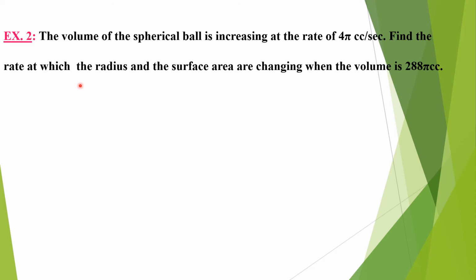Find the rate at which the radius is changing, that means we have to find dr by dt. Also find the rate of the surface area. Suppose the surface area is denoted by S, then its rate means we have to find ds by dt. The condition is that the volume of the spherical ball is 288 pi cubic centimeter.